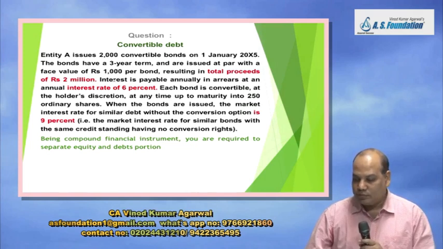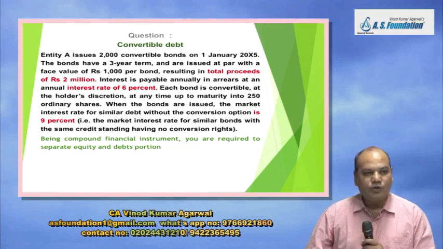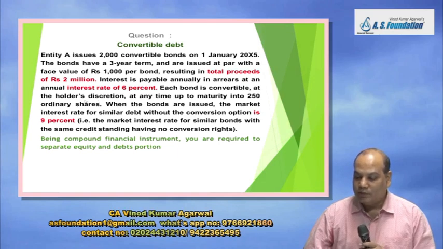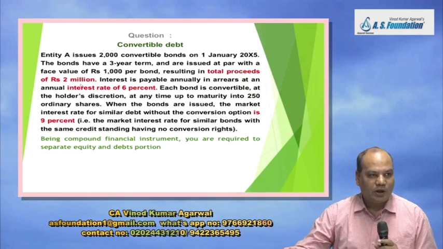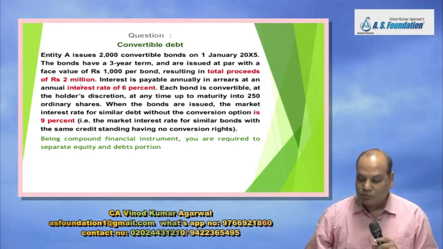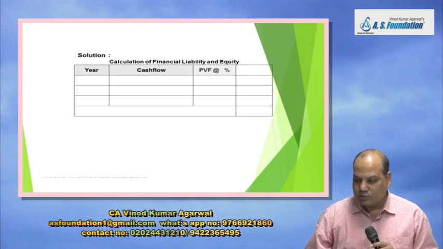So how will you solve? First, we'll identify cash flows which cannot be denied by the company. So for 3 years you have to pay coupon, 2 million into 6%, 1,20,000 for 3 years. Option is with the holder. He may demand cash. So at the end of year 3, I may be required to pay 2 million also. If he demands cash, I have no option but to pay him the cash. So this cannot be denied by the company. So consider that also. So write down, we will follow this format in all questions.